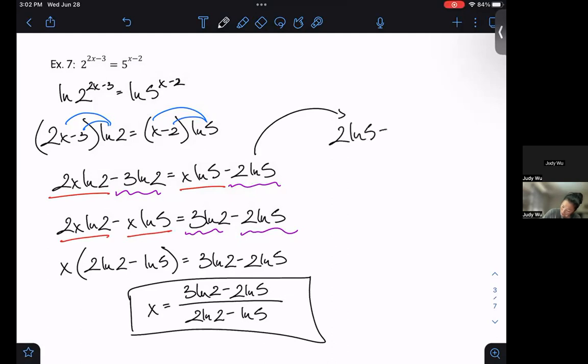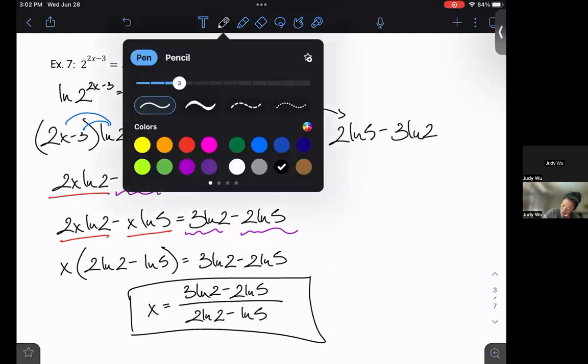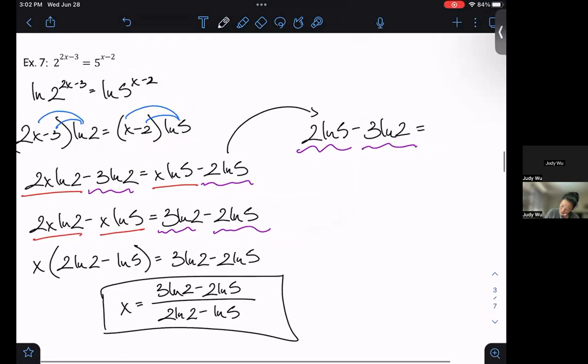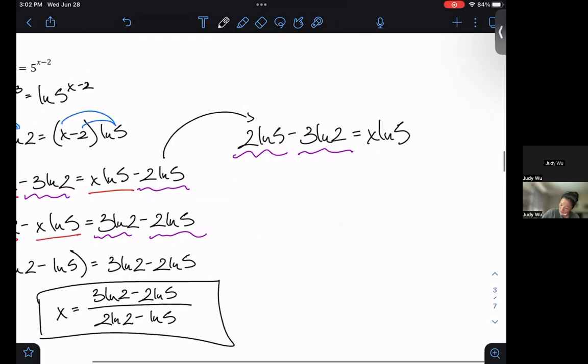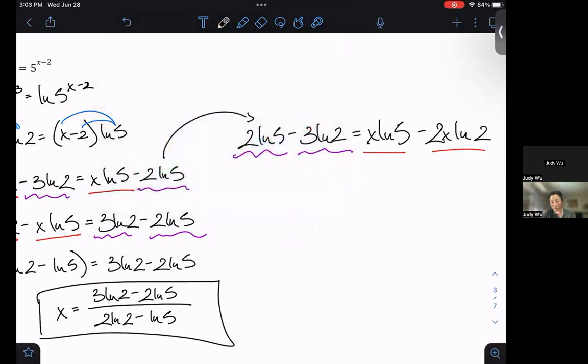2 natural log 5 minus 3 natural log 2. So these are my purple terms equals x natural log 5 minus 2x natural log 2. All right. So I'm free to move the like terms to whichever side. Like that part doesn't actually matter that much. But the rest of the process here is actually going to be the same. Like we moved everything to one side with the red so that we could factor out the x so that we could then divide and get our answer.